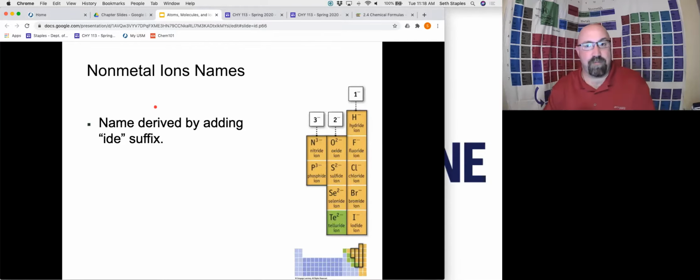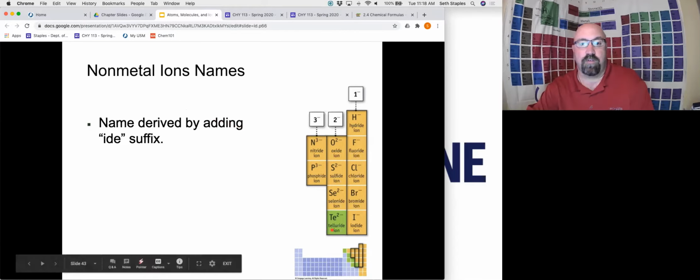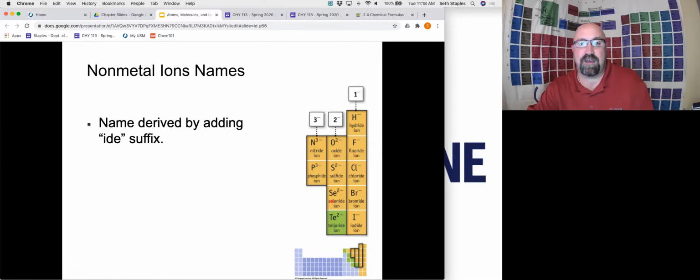And just to recap, remember with our nonmetals, and here's the names of all of them written out for you, we just add IDE on the end. I think the only ones that I didn't list off just a couple minutes ago were either tellurium, which becomes telluride, selenium becomes selenide, or hydrogen, which could also form an anion, becomes hydride.